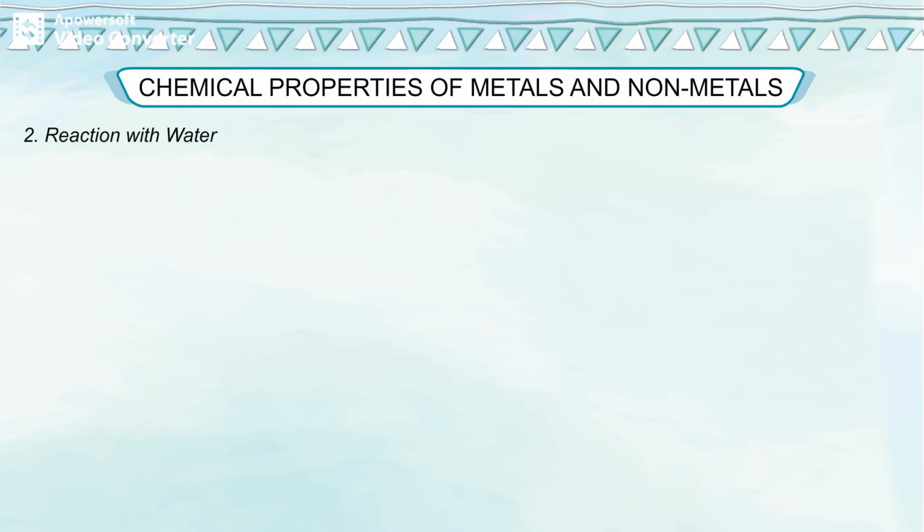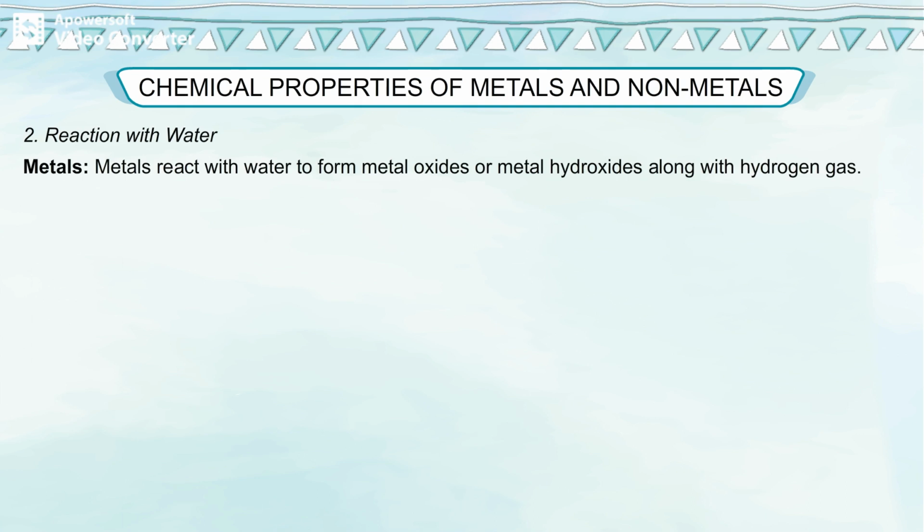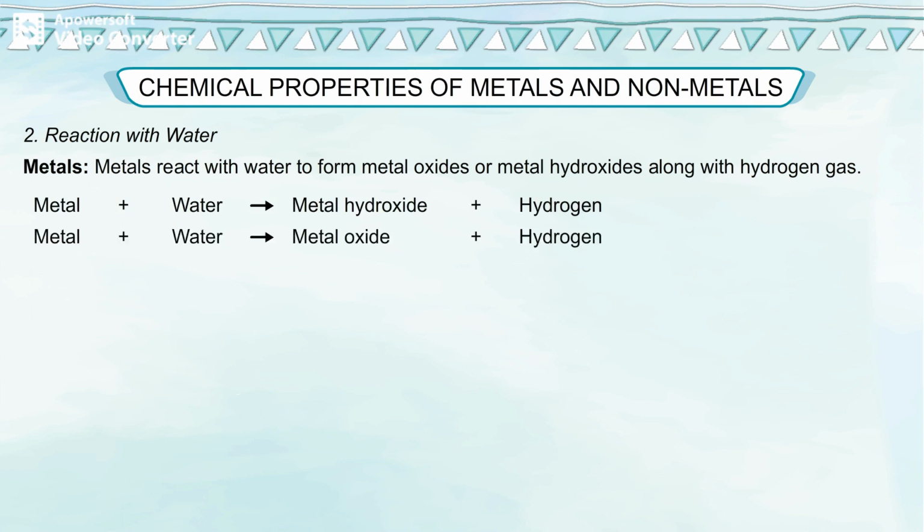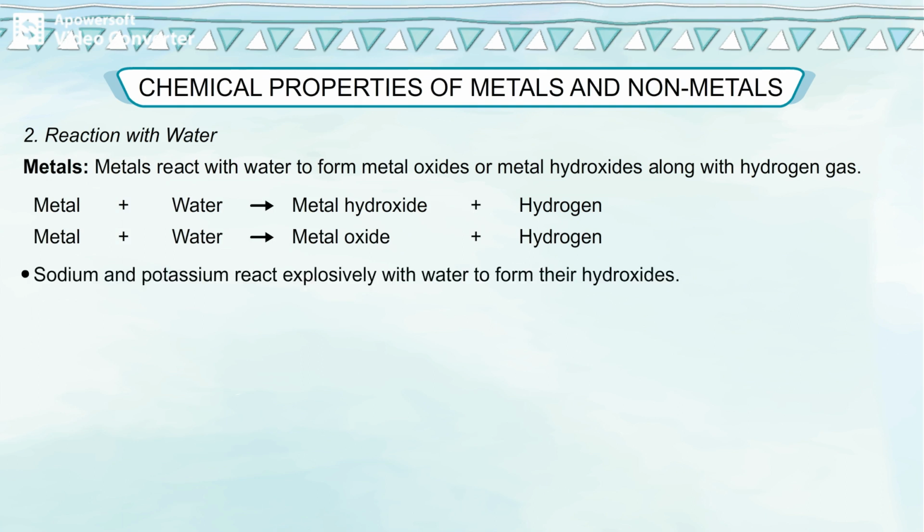Reaction with water. Metals react with water to form metal oxides or metal hydroxides along with hydrogen gas. Metal plus water gives metal hydroxide plus hydrogen. Metal plus water gives metal oxide plus hydrogen. Sodium and potassium react explosively with water to form their hydroxides. 2Na plus 2H2O gives 2NaOH plus H2. 2K plus 2H2O gives 2KOH plus H2.